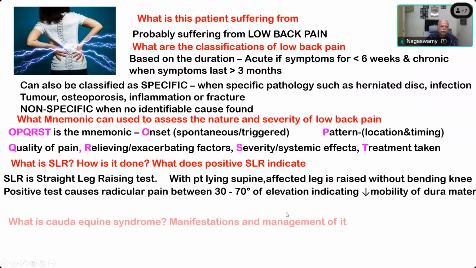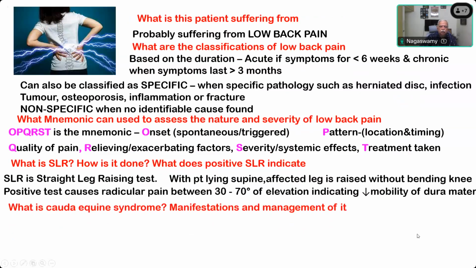Okay. What is cauda equina syndrome? What are the manifestations and management of that condition?